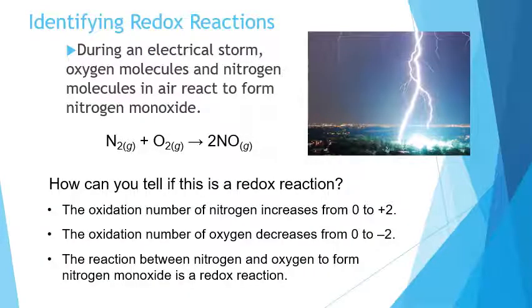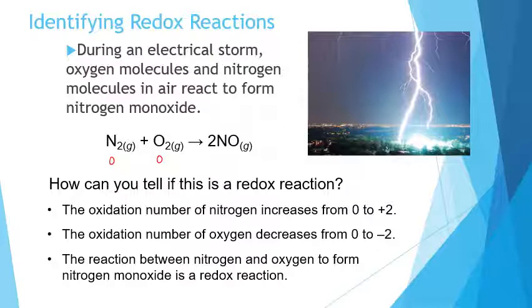So, identifying redox reactions. This is an example: during an electrical storm, oxygen molecules and nitrogen molecules in air react to form nitrogen monoxide. So how can you tell if it is a redox reaction? Well, you should keep track of the individual oxidation numbers. In this case, we have a 0 oxidation number for our nitrogen since it is in elemental form, while our oxygen has a 0 oxidation number since it is in elemental form.